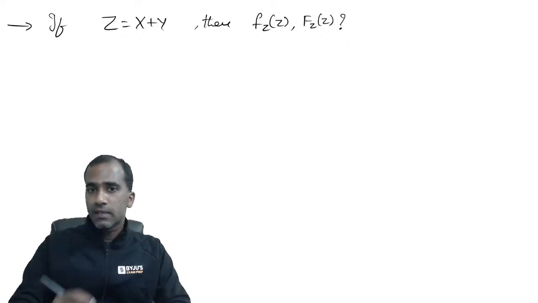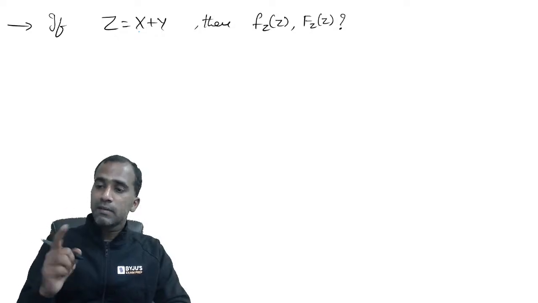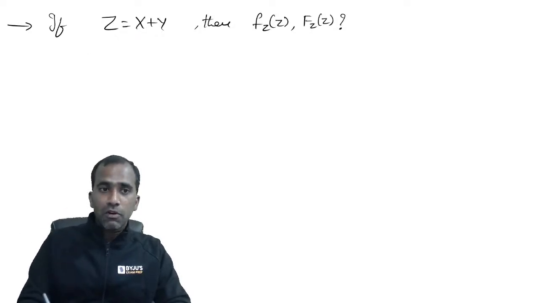I'm going to use that here. So z equal to x plus y. We have only one function of two random variables, and for only one function of two random variables, there is no formula for us. So that's why, they have given us z equal to x plus y.